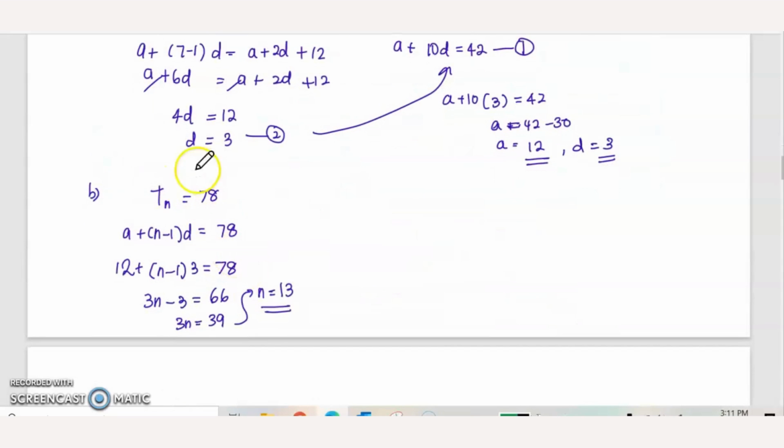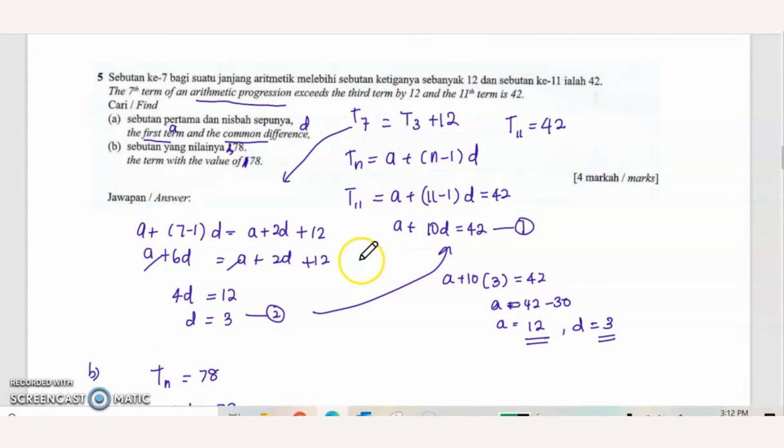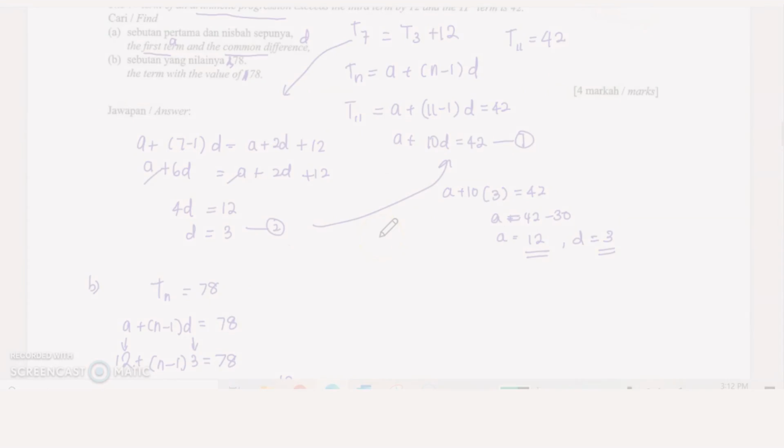So means that dia nak tahu term yang keberapa is equal to 78. So we equate the formula of the nth term equal to 78, and then we substitute a with 12, and then we substitute d with 3. Okay, and then we get 12, we bring to the other side, 78 minus 12, and then we get 66. So 3n minus 3 equal to 66, so 3n is equal to 69, and then we end up with n equal to 23. Okay, so next question for number 5.